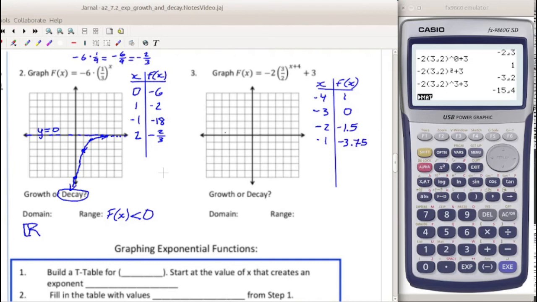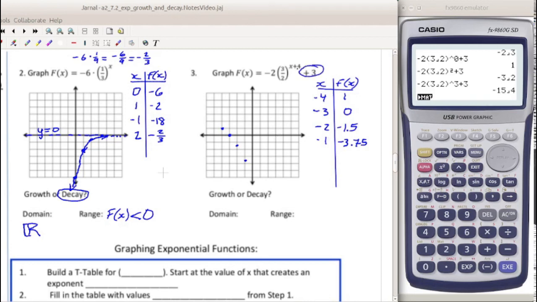So -4, 1; -3, 0; -2, -1.5; -1, -3.75. And you can kind of see what the shape is doing, but you can see that I don't have an asymptote at y equals 0 anymore.